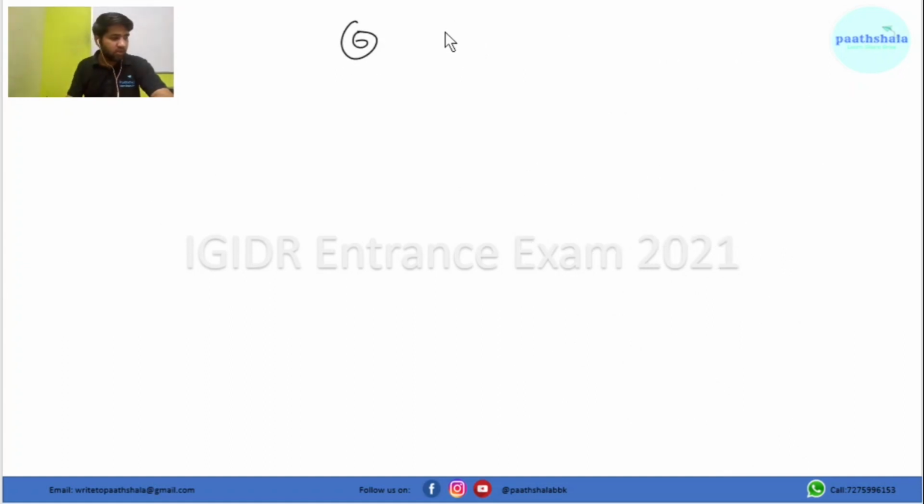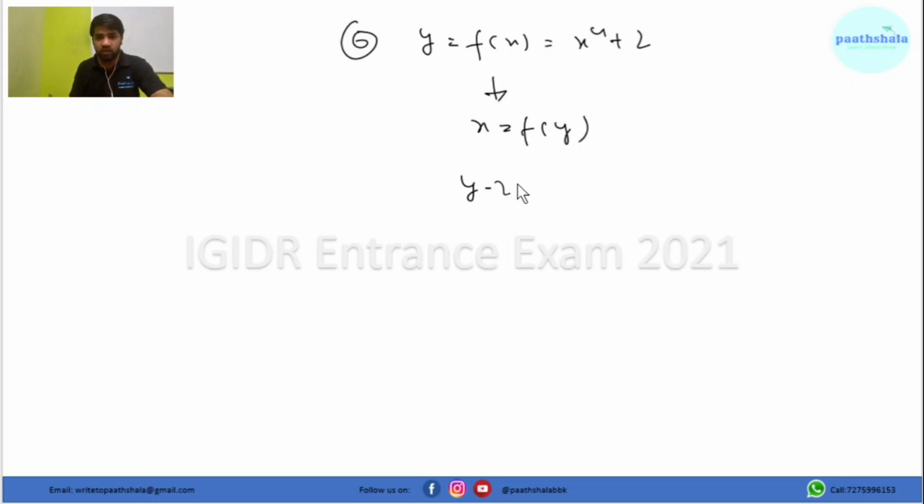So let's say you have a given function y equals f of x, that is x power 4 plus 2. Now first you'll have to represent this relationship as x equals f of y. So this will come out to be y minus 2 equals x power 4, and x will come out to be y minus 2 to the whole power 1 by 4. Now you have to find the derivative dx by dy. This is the objective of this question.